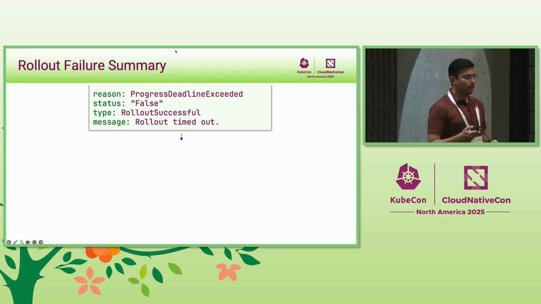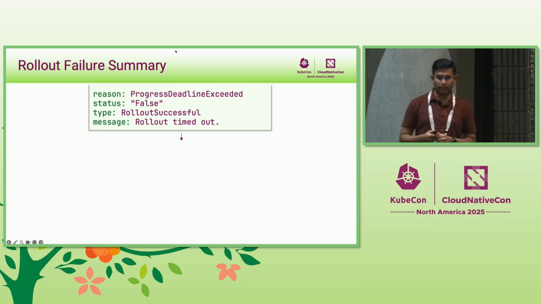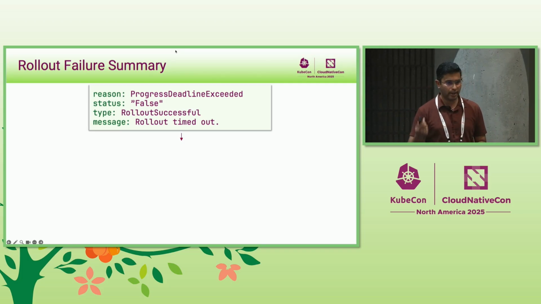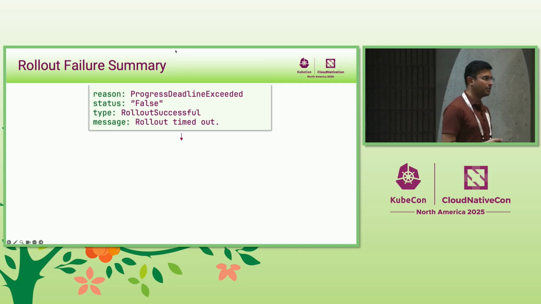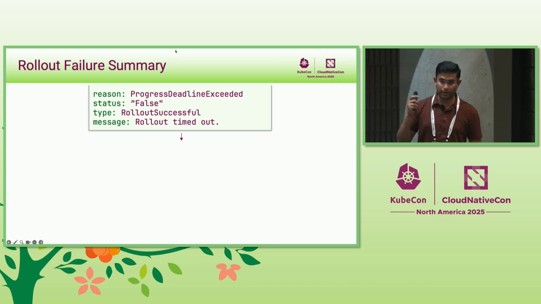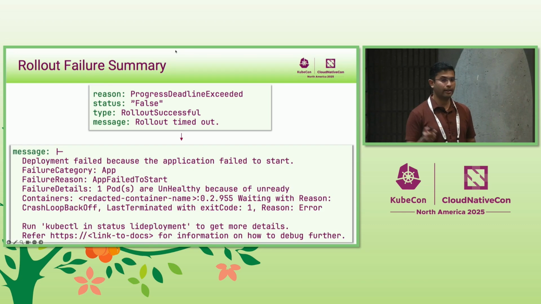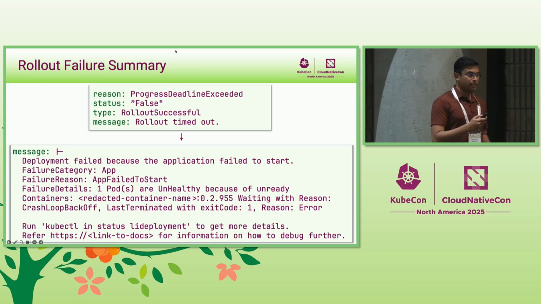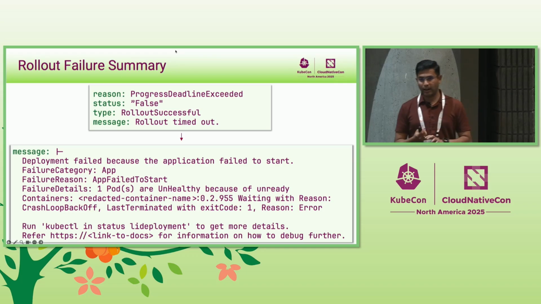And we start that by transforming the rollout condition itself. So remember, we had the rollout condition like this, where there is a status false, it says the progress deadline exceeded, and the message basically says the rollout timed out. We transformed from this to something like this. So in here, the message clearly says in plain language why the rollout failed.